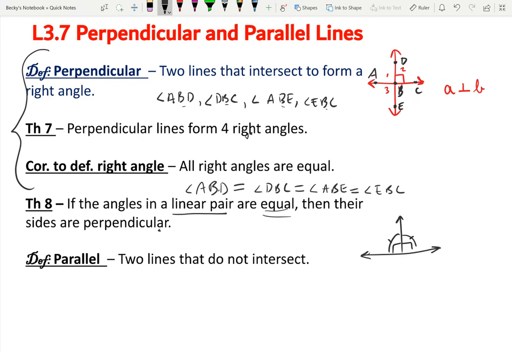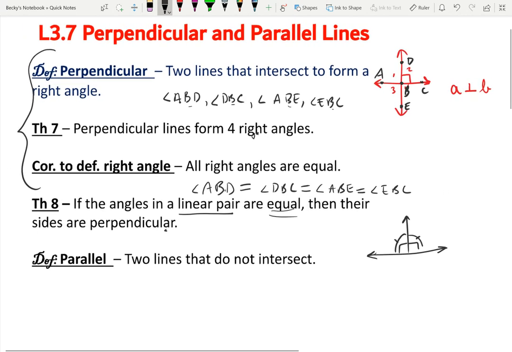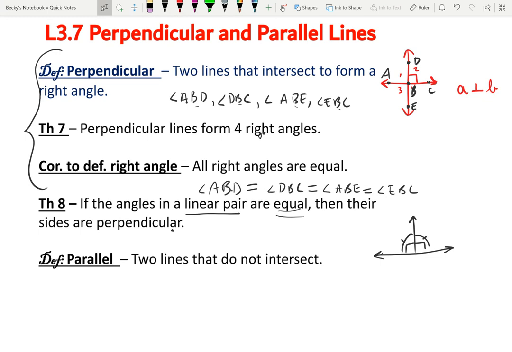Okay, moving on. So I have the definition of parallel. Okay, so something this definition doesn't say is two lines that do not intersect, and I need to add in here, in one plane.